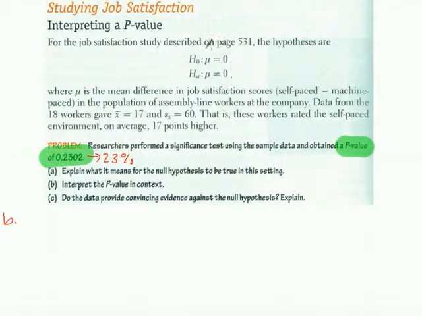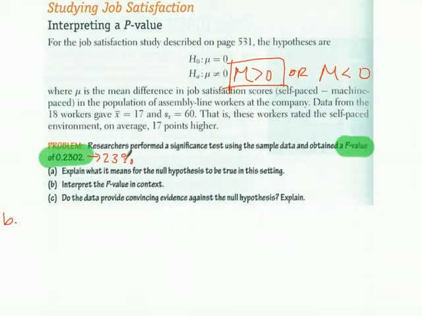Okay, so up here, we talked about how the null hypothesis meant that the mean mu was equal to 0. Remember that the mean is the population mean. So the population mean for the entire company would be equal to 0, with the mean being the difference in the job satisfaction scores, the self-paced minus the machine-paced. The alternative hypothesis is when the mean mu is not equal to 0, so either mu is greater than 0 or mu is less than 0. In this case, x bar, the sample mean, was 17, and so that would fall into the category when the mean was greater than 0.